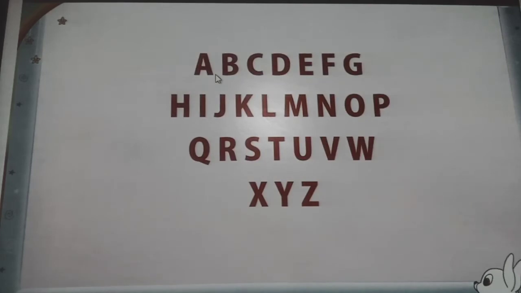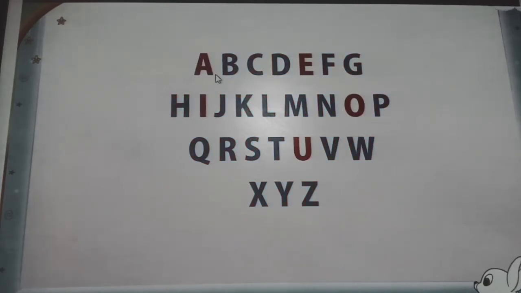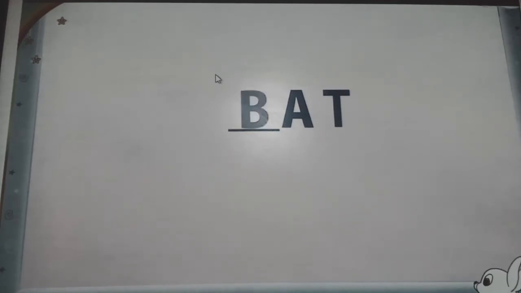There are 26 letters in the English alphabet. A, E, I, O, and U are called vowels. The remaining 21 letters are called consonants. Now let's get back to the game. Let us put the consonant B before A and T.